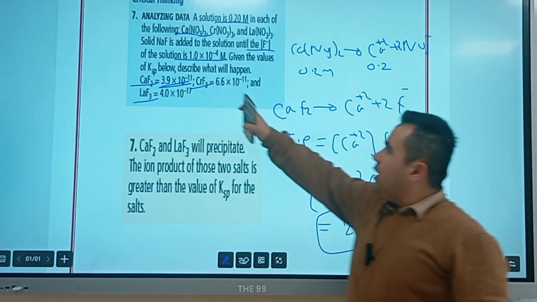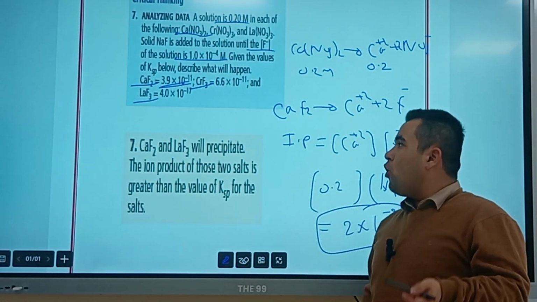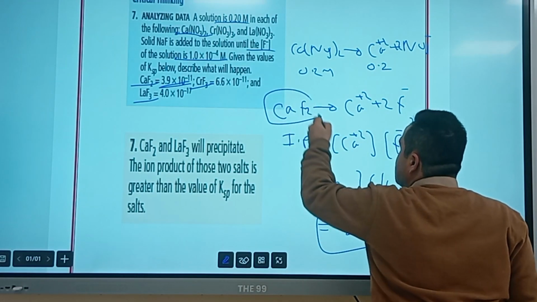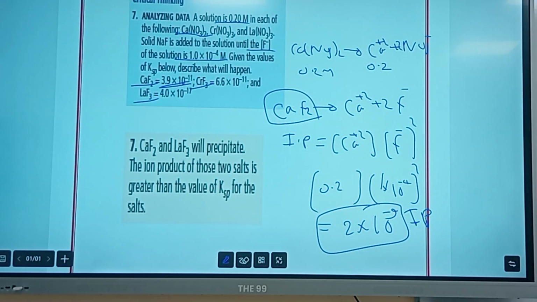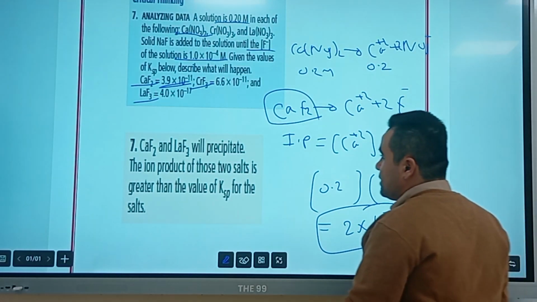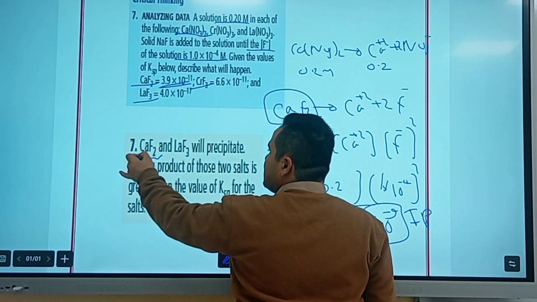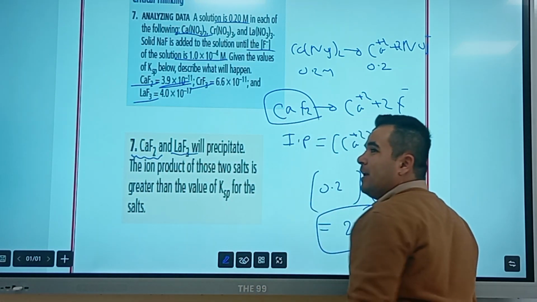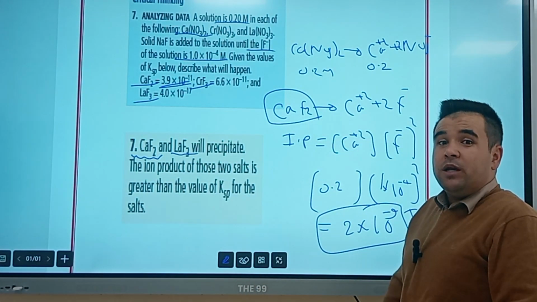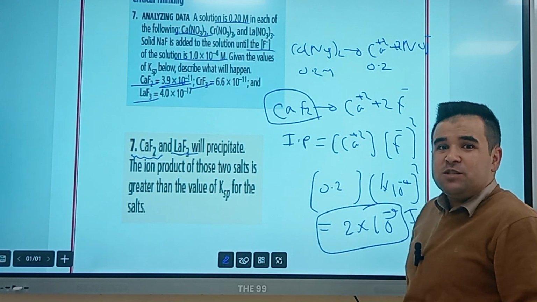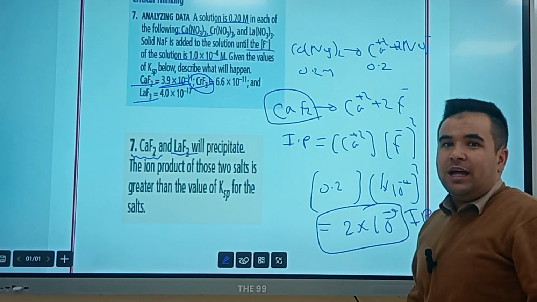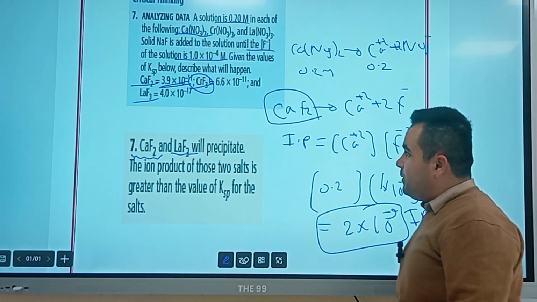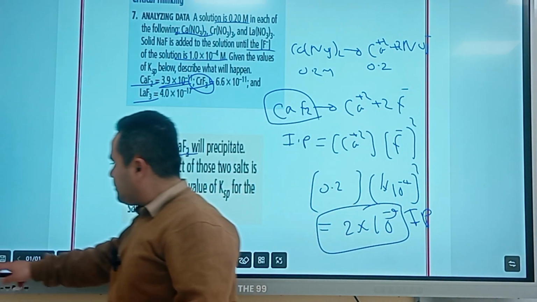Minus 9 is higher than minus 11. So the salt of CaF2 will be precipitated. That's the strategy to solve the critical thinking. We have got 3 salts. As the answer, CaF2 and LaF3 will precipitate because their IP is higher than the KSP, but for CrF3, the IP is lower than the KSP, that's why there will not be a precipitate.